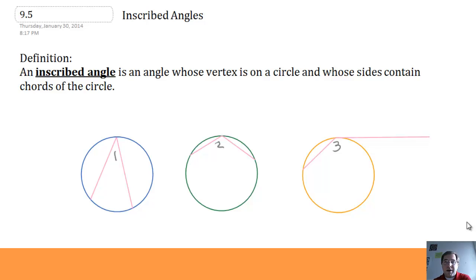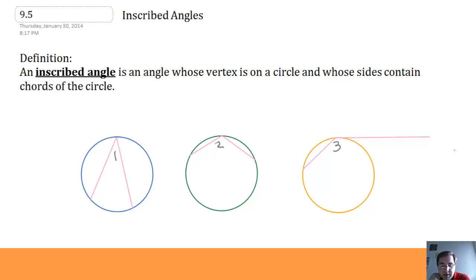This is section 9.5, Inscribed Angles. We begin with a definition of what an inscribed angle is. An inscribed angle is an angle whose vertex is on a circle and whose sides contain chords of the circle. So the vertex has to be on the circle. The sides of the angle must contain chords of the circle. That means the sides must go through the circle.